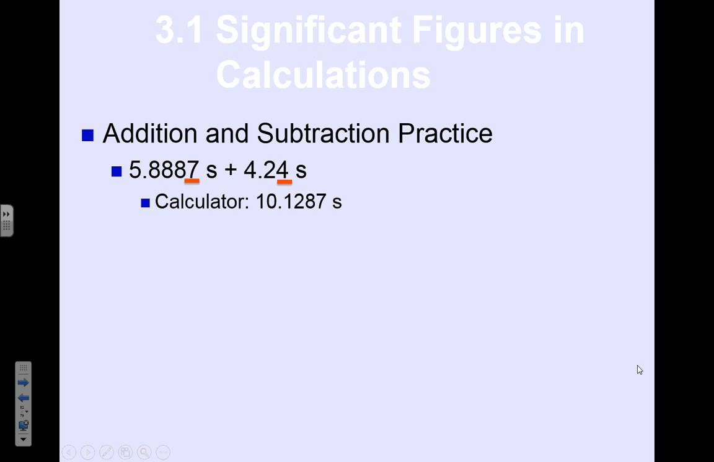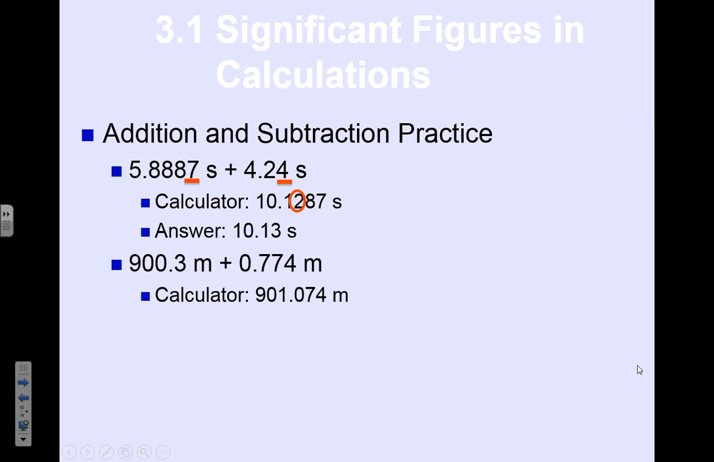So we need to round our calculator answer at that spot right there, at 2 decimal places, at the hundredths column. So if I'm unsure based on one of my measurements to the hundredths, and that's my biggest uncertainty, that's where I have to round my answer. So now you use your rounding rules. Next digit is an 8. Well, that's 5 or greater, so that means I'm going to round 10.1287 to 10.13 seconds.